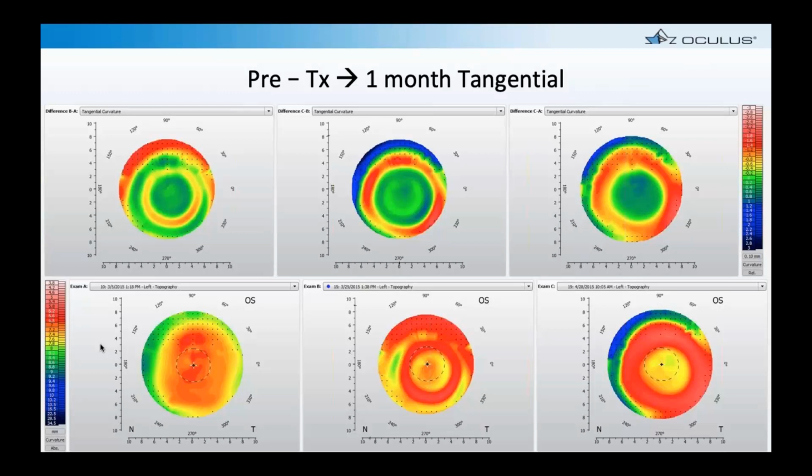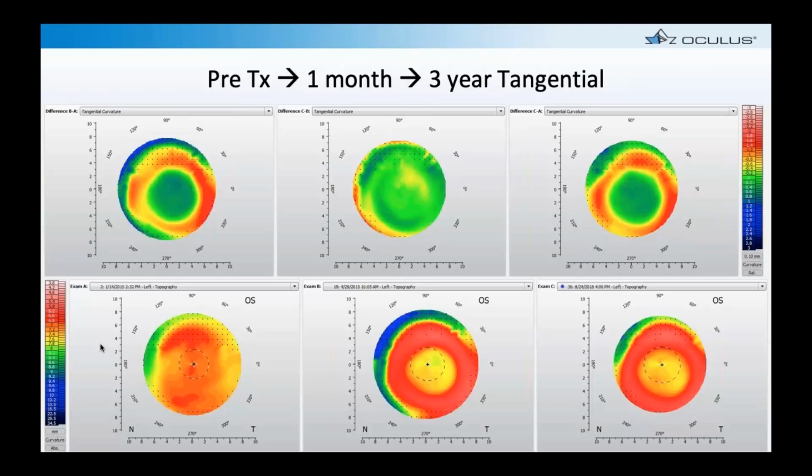This is, again, the refractive or tangential maps for that same patient for the other eye, showing what's happening between pre-treatment to 1 month and now a 3-year follow-up. And what we can see is from 1 month to 3 years, which is the central picture, very little change has occurred. The patient's prescription is stable, and we've got a very consistent topography for essentially a 3-year later evaluation.